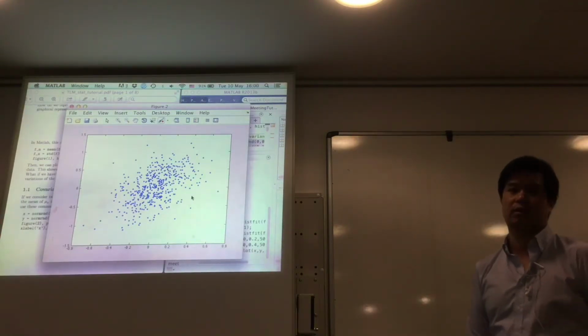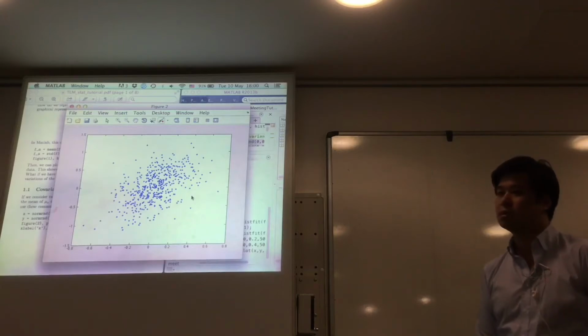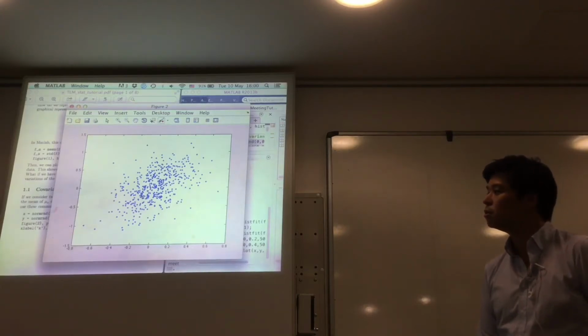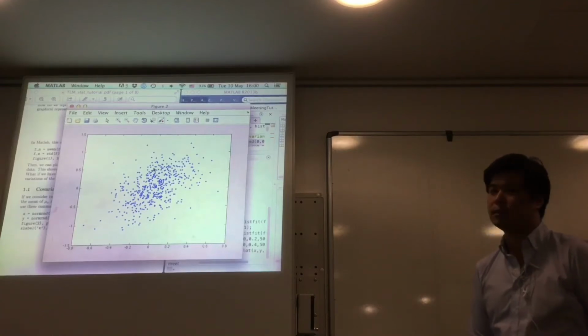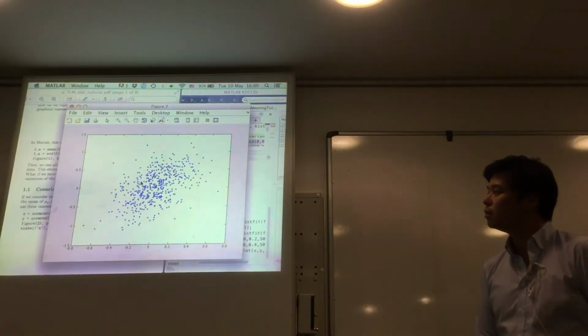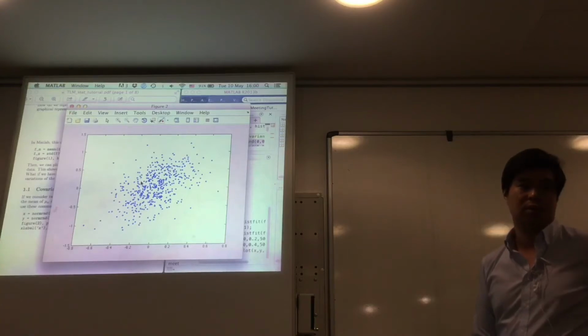What can we tell from this data? There's a direction of distribution, right? There is a major direction and a minor direction.